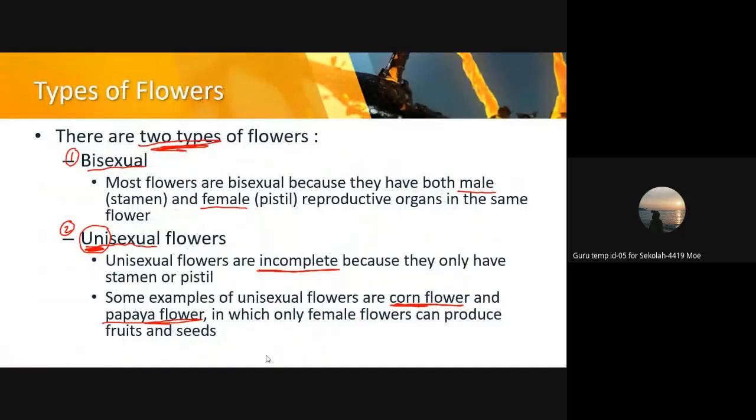Then you learned about types of flowers. There are two, bisexual and unisexual. For bisexual, remember bi, which means two. You know bisexual people, they like two genders, right? They like male and they also like female. Remember bisexual, bi, two. So they have both male and female reproductive organs in the same flower. There are two, male and female. But for unisexual, it has only one, either one. Either stamen or pistil. Either male or female.